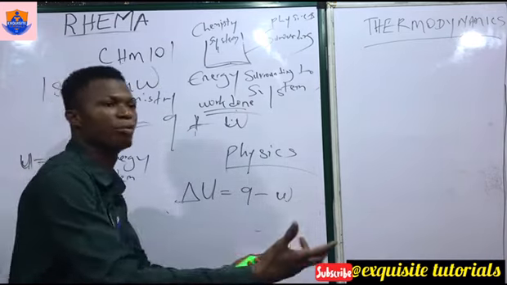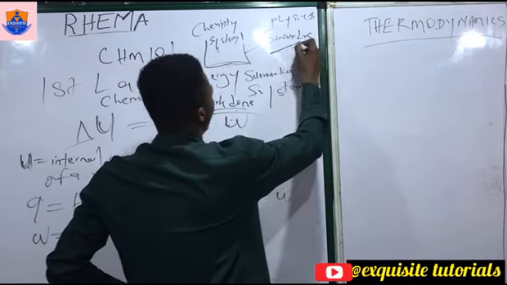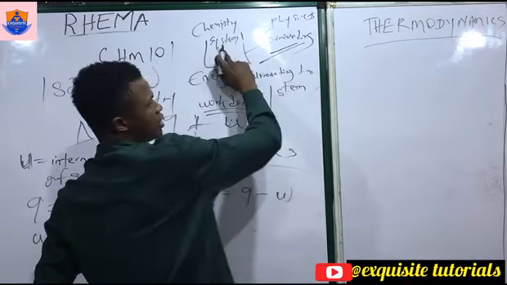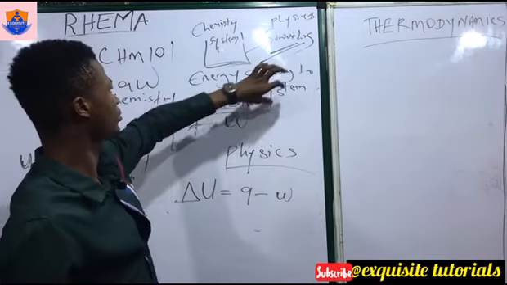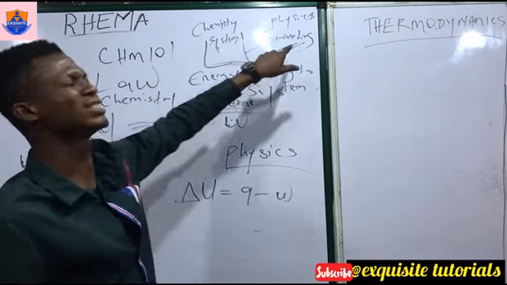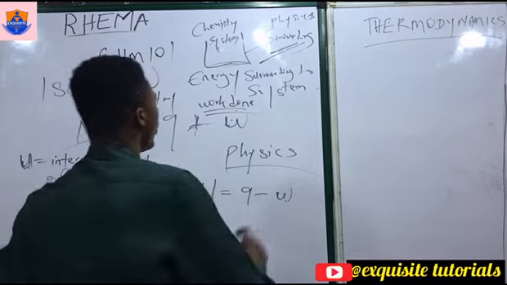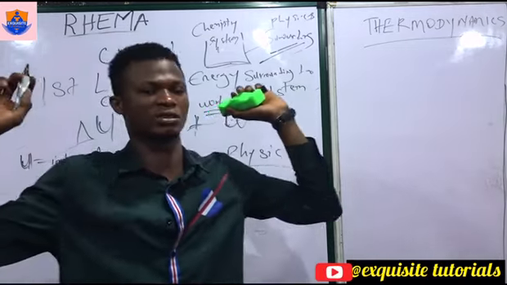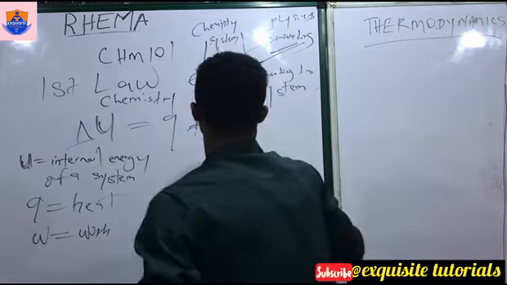Now same thing happens in physics. But in physics, due to the fact that our point of view is the surrounding, not the system, when work is done on the system, energy is leaving the surrounding to the system, so the system is losing energy, so the work done here is negative. That's just the difference, your point of view. Grab that. Now let's proceed further.